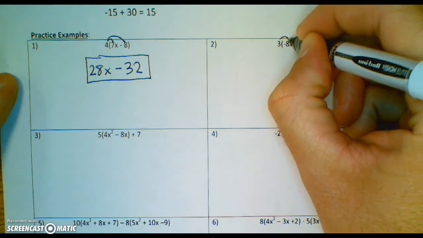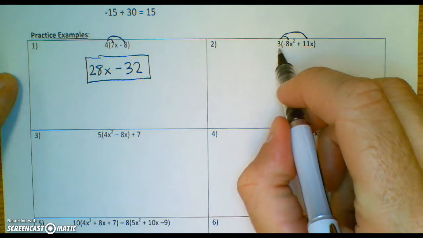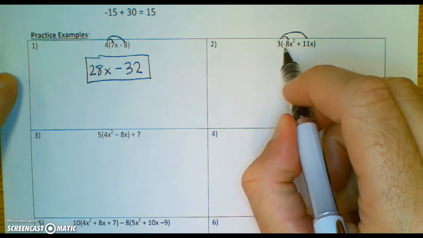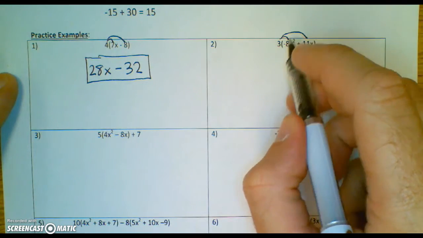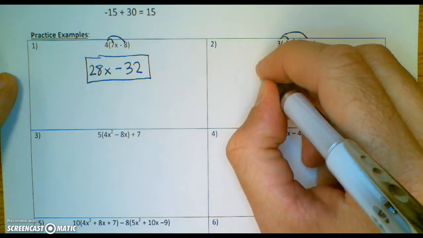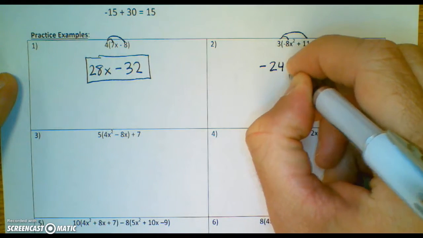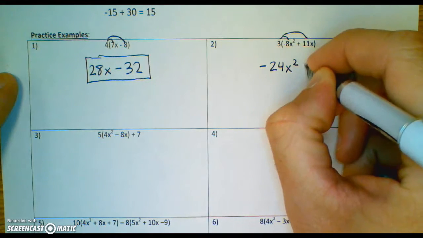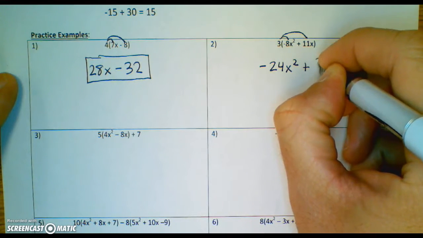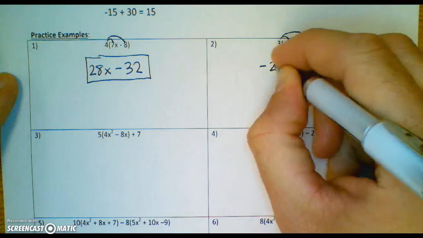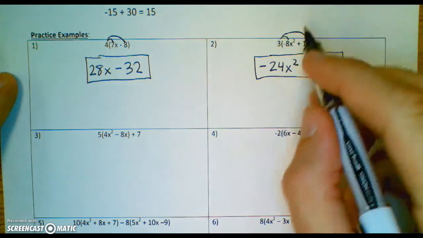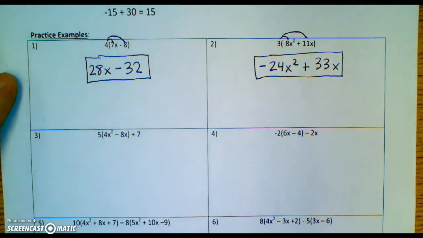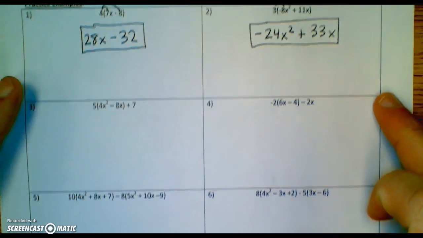Same problem over here. Distributing. Taking 3 and multiplying it by negative 8x squared. So I'm just multiplying the coefficients. So negative 3 times 8 is negative 24x squared. 3 times 11x is 33x. So I'm distributing, almost like a rainbow, to the numbers inside of the parentheses.